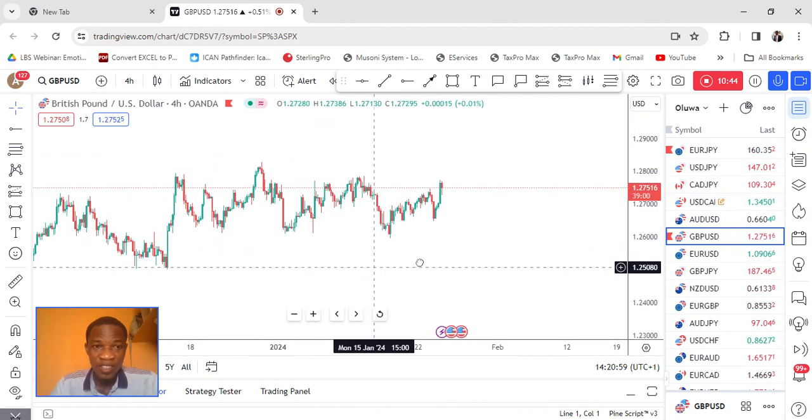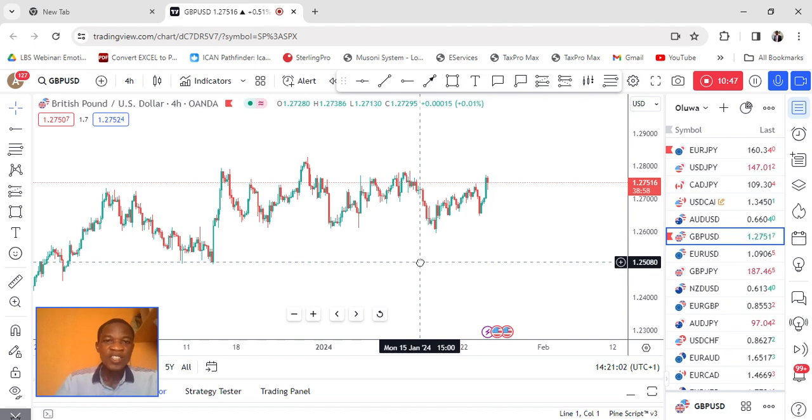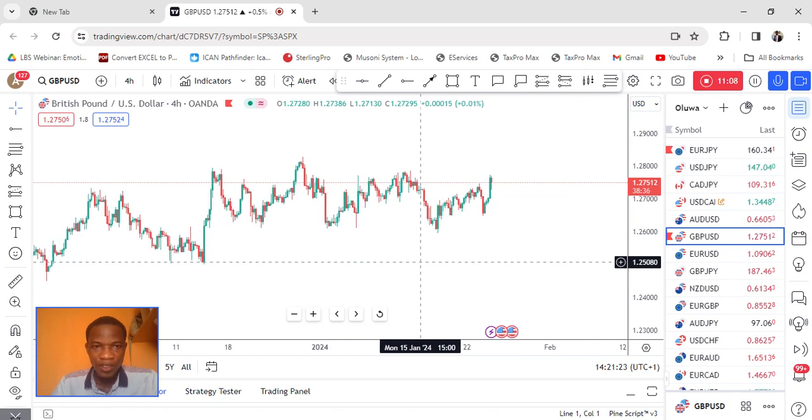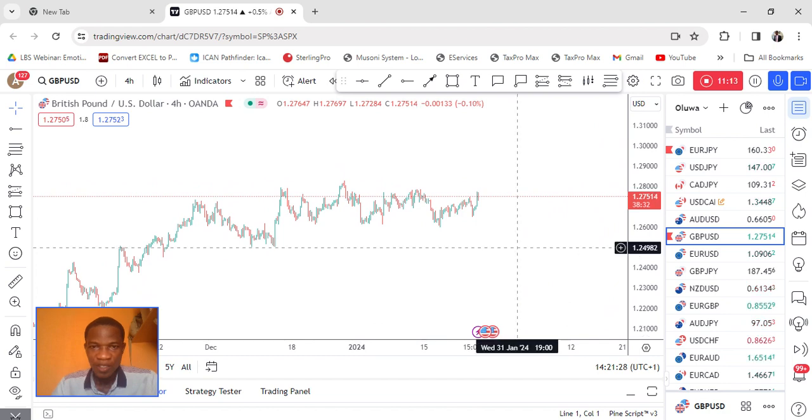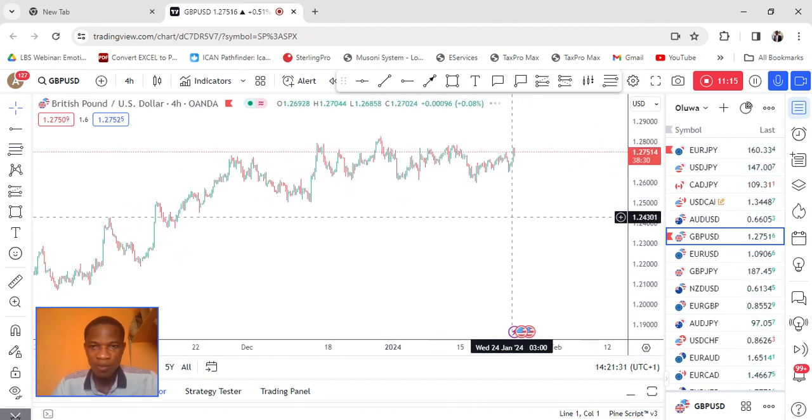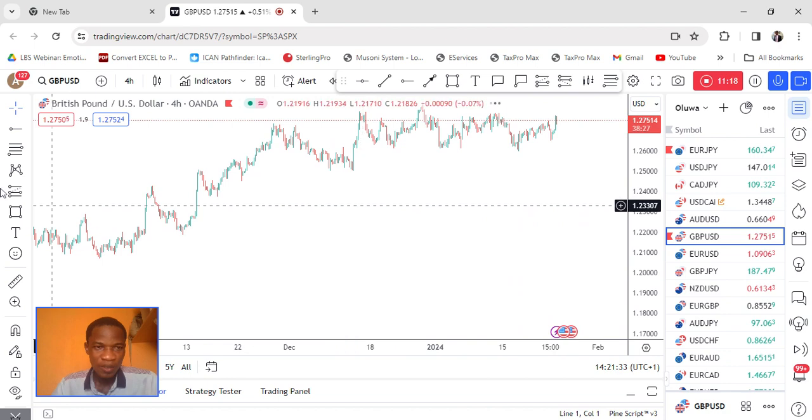This is GBP USD. Excuse me, I think I need water. This is GBP USD. And what is the trend of this market? Good. The current trend of this market is an uptrend.